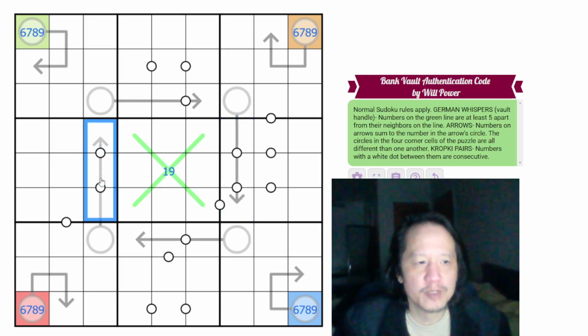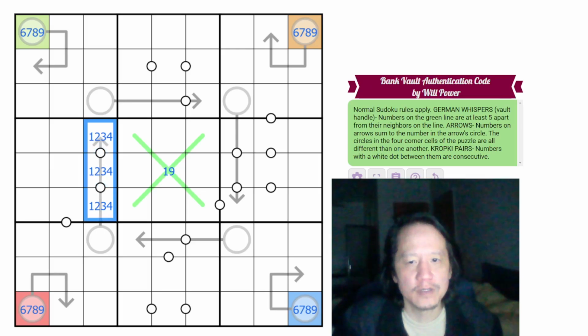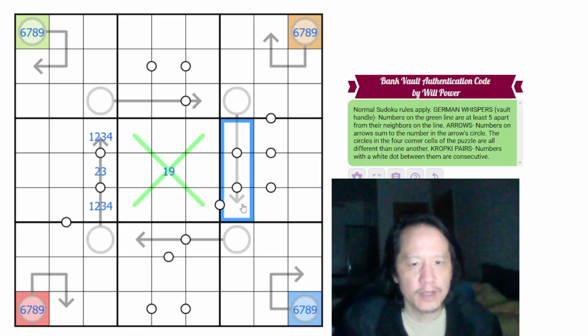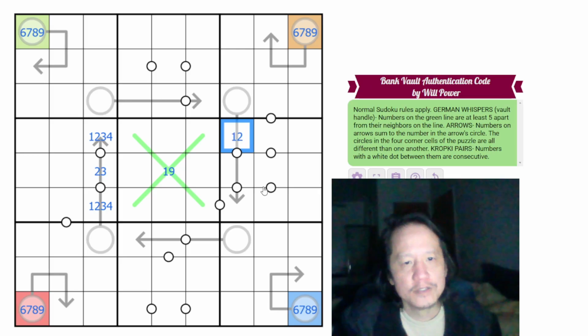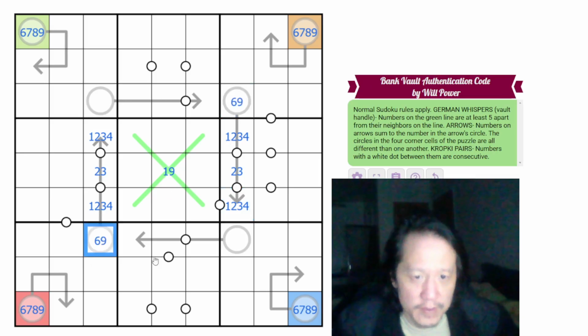These 3 numbers then must be either 1, 2, 3 or 2, 3, 4. So 2, 3 has to be. So if it's 1, 2, 3, it's 1, 3, and 2, obviously. If it's 2, 3, and 4, it's 2, 4, and 3. Similarly, this is the same case, right? So this is also 1, 2, 3, or 2, 3, 4. So this must be 6 or 9, and this must be 6 or 9, right?